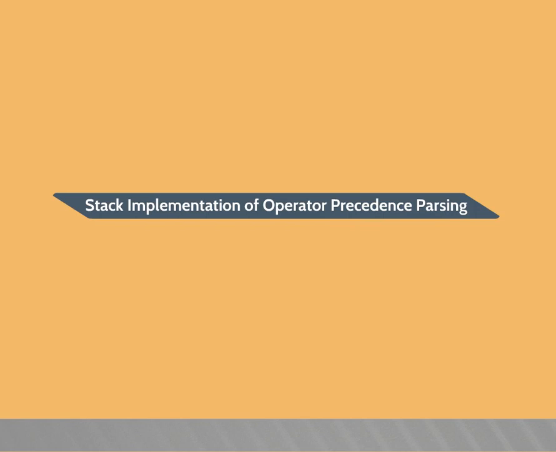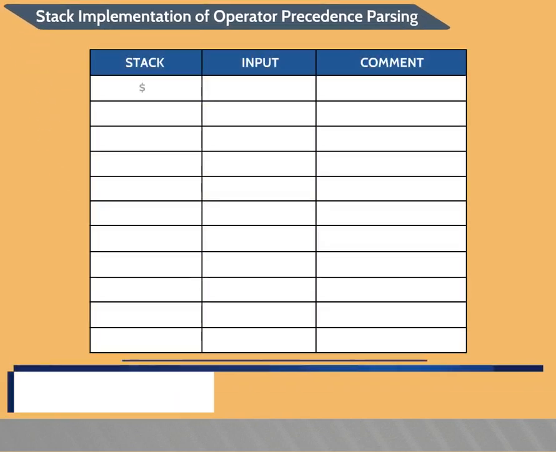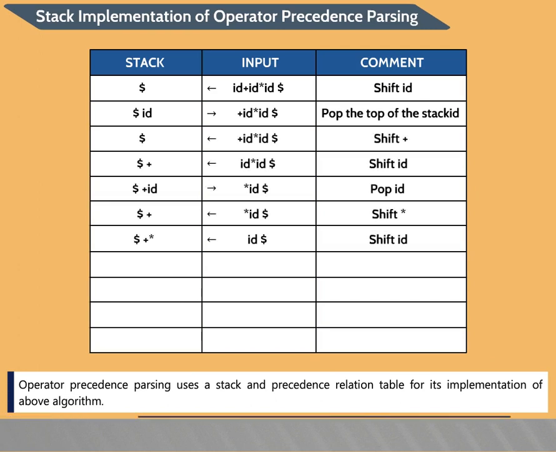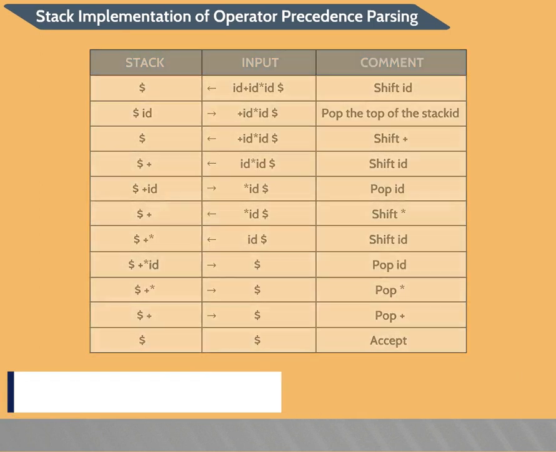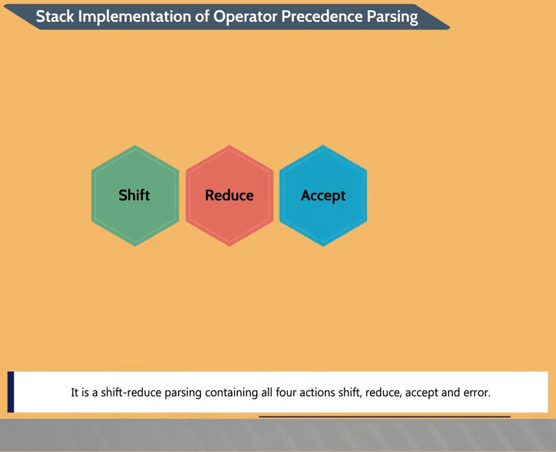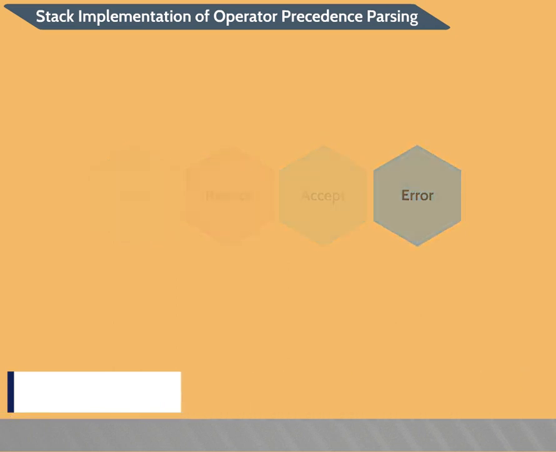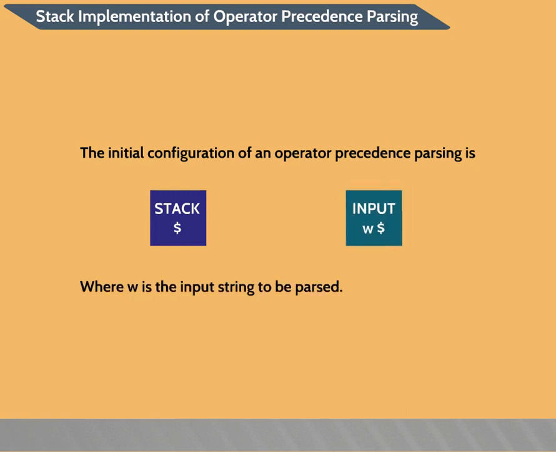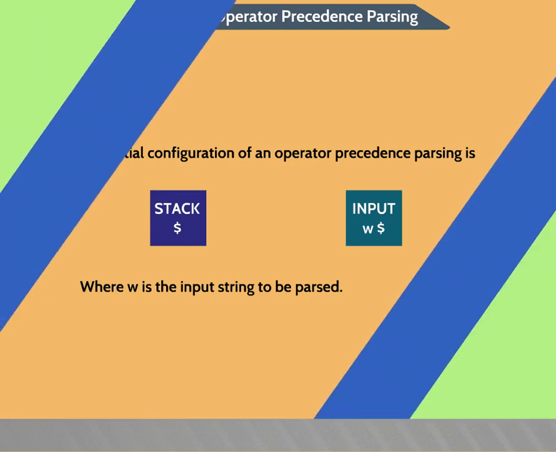Stack implementation of operator precedence parsing. Operator precedence parsing uses a stack and precedence relation table for its implementation of the above algorithm. It is shift-reduce parsing containing all four actions: shift, reduce, accept, and error. The initial configuration of an operator precedence parser is stack $, input W$, where W is the input string to be parsed.